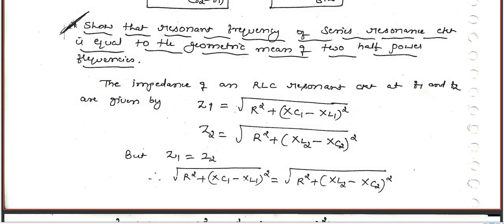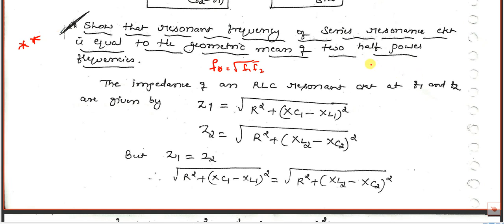The resonance frequency of a series resonance circuit is equal to the geometric mean of the two half-power frequencies. So this is nothing but F naught, or Fr, is equal to the geometric mean, which is the root of F1 into F2. This is an important question.